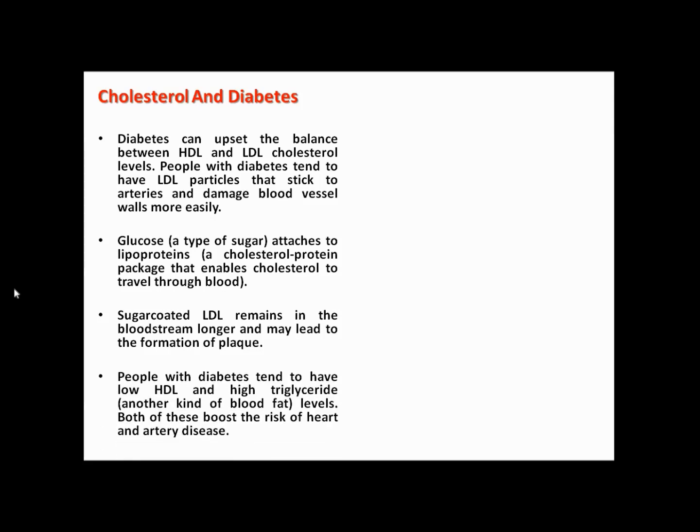Moreover, people with diabetes tend to have low HDL and a high triglyceride level. Both of these boost the risk of heart disease as well as artery disease. So diabetic patients are more prone to heart disease as well as artery disease.